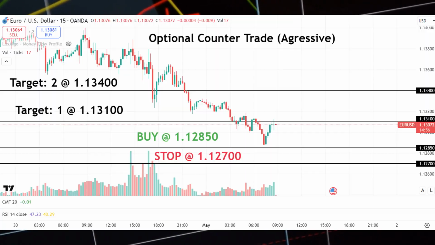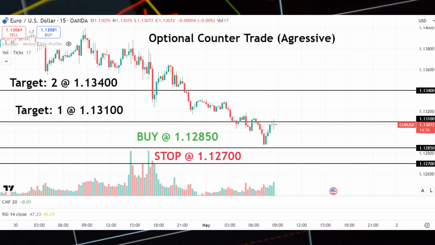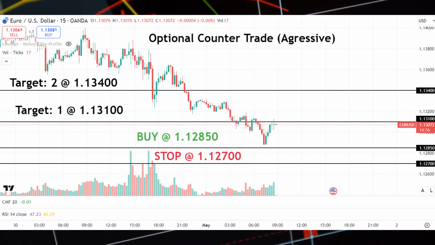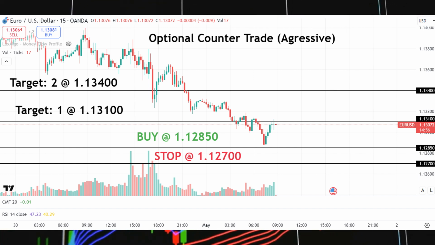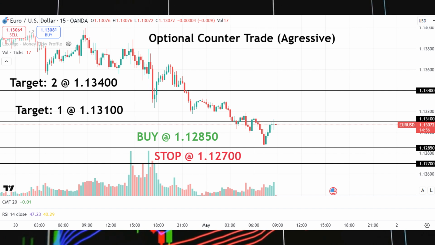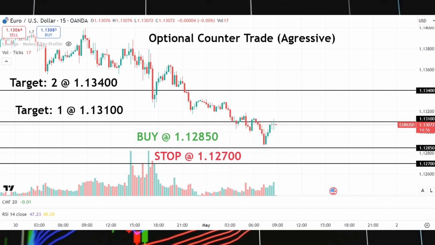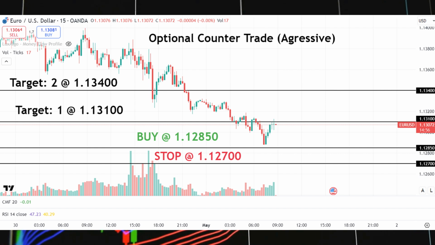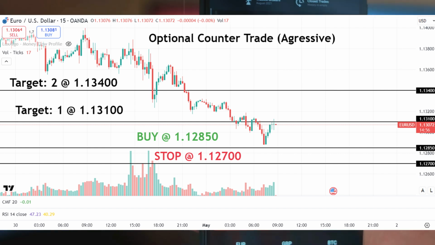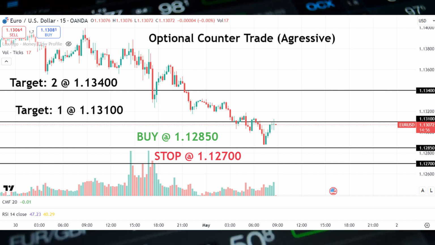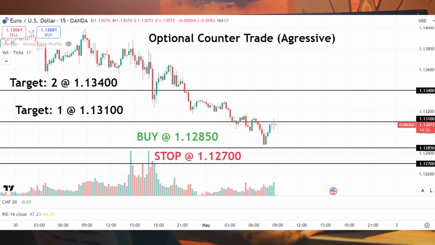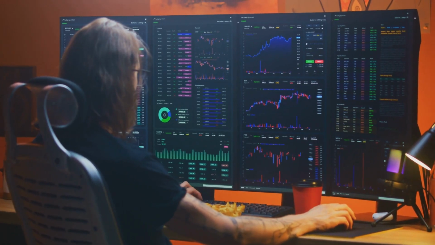And just to cover all bases, here's an optional counter trade, but only if the DXY starts to weaken. If we see DXY weakness, RSI divergence on the 15-minute or 1-hour chart, and a bullish volume spike on EUR USD, then you can consider buying at 1.1285. The stop should be set at 1.1270. For targets, you're looking at 1.1310 for the first, and 1.1340 for the second. Just a heads up, only execute this trade if all those reversal signals line up.